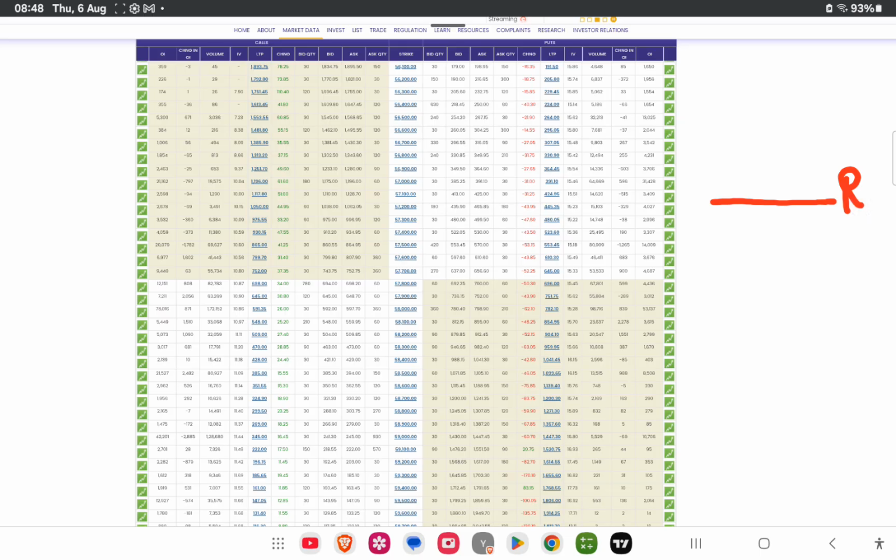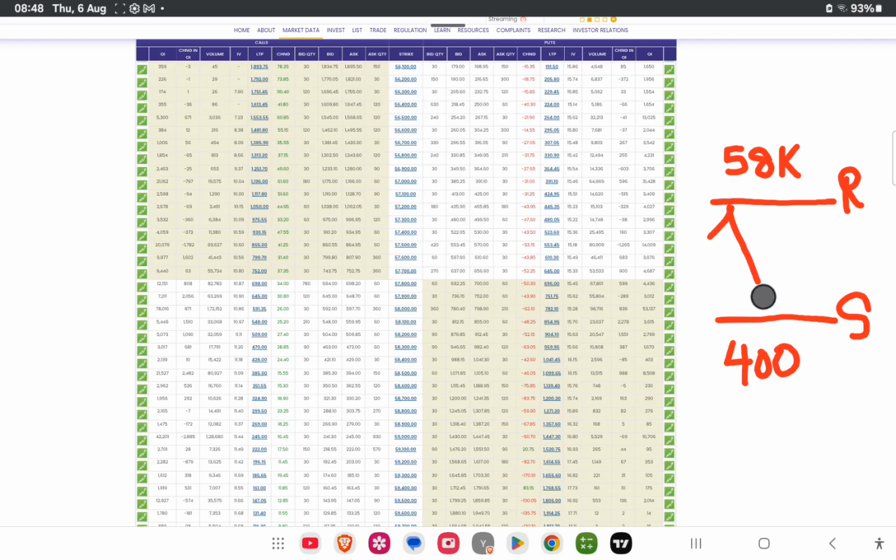This is resistance and this is support. Resistance was near 58k, support was at 400. So the open was a gap up, touched the previous day resistance, fell down to the support, and again closed here. It closes at 700.